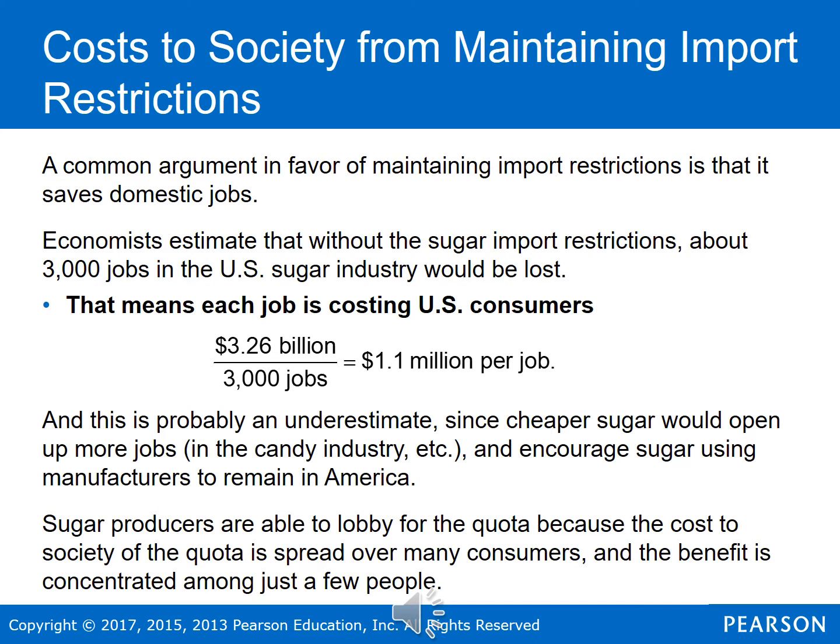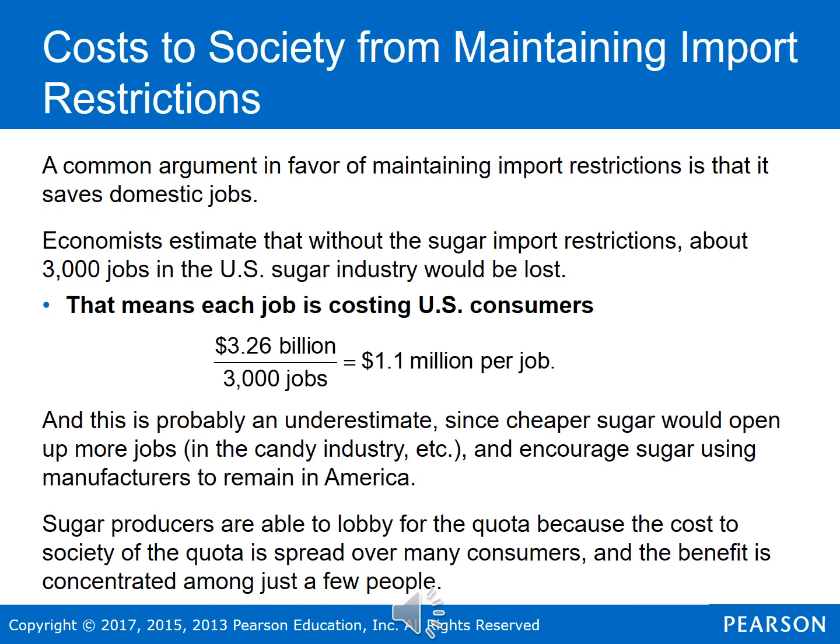So what are the total costs to society for maintaining these import restrictions? Well, a common argument in favor of maintaining import restrictions, just like for tariffs, is that it saves domestic jobs. It protects these domestic producers from foreign competition. So we have more American workers that are able to work in these industries and keep their jobs without being thrown out to unemployment and needing to find employment in other industries. Now, economists estimate that without the sugar import restrictions, we'd lose about 3,000 jobs in the U.S. sugar industry. So these jobs would be lost due to competition with foreign manufacturers of sugar.